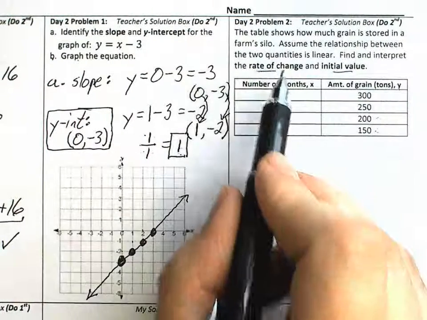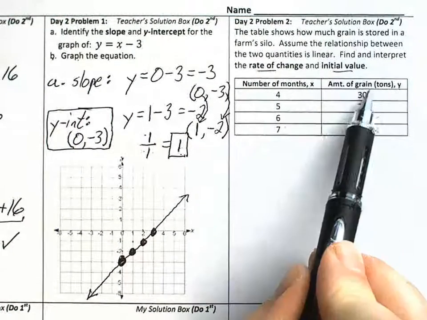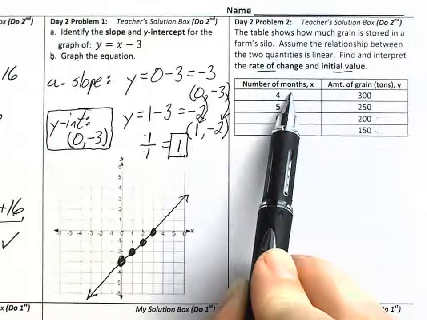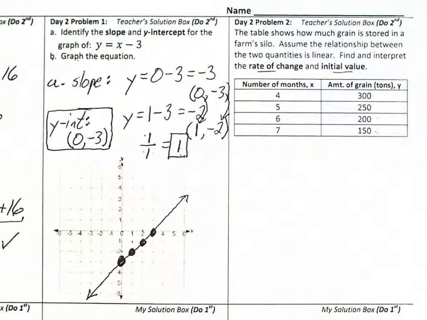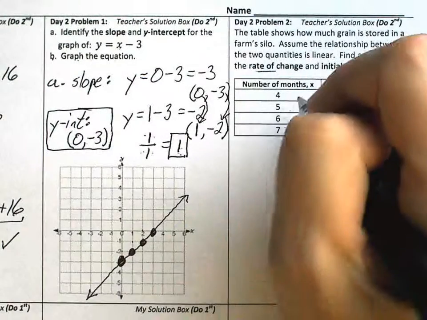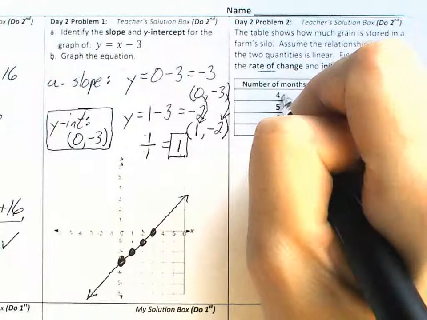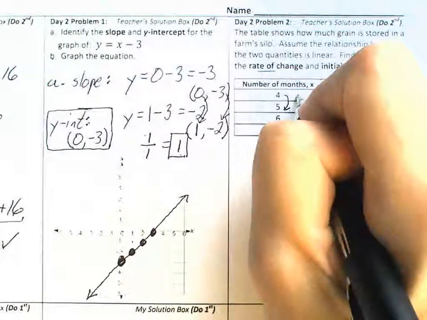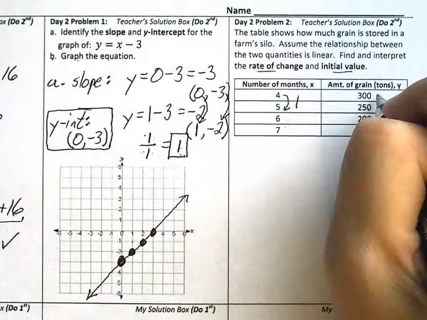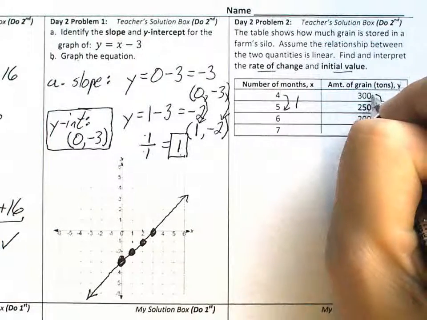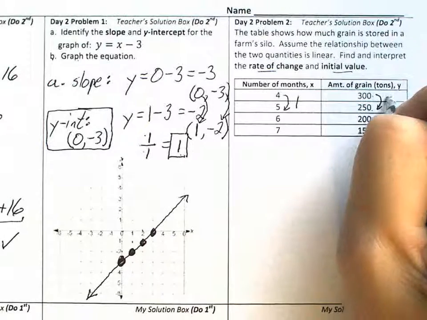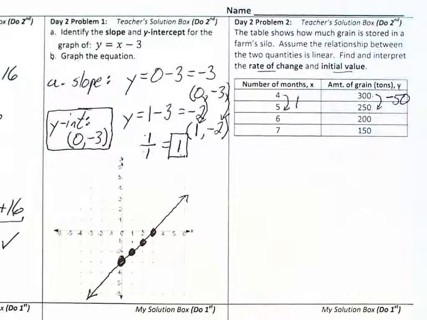Okay? We're asked for the rate of change. How is the amount of grain changing every time the months change? And we can find this by looking at rows of the table. We can look at any rows we want to, but for example, we might look at the first and second row. From here to here, 1 month has gone by. The x value increases by 1. And in that 1 month, it has gone from 300 to 250 tons. It has decreased, so negative 50.